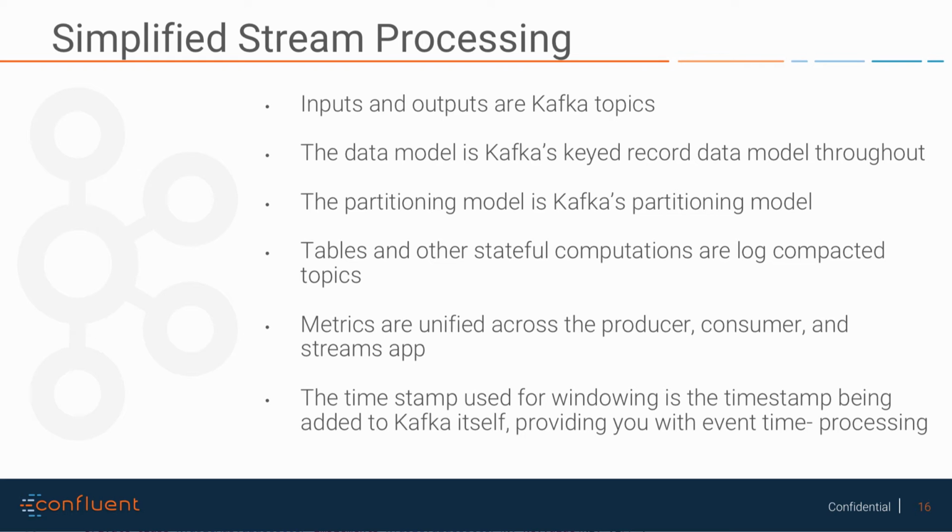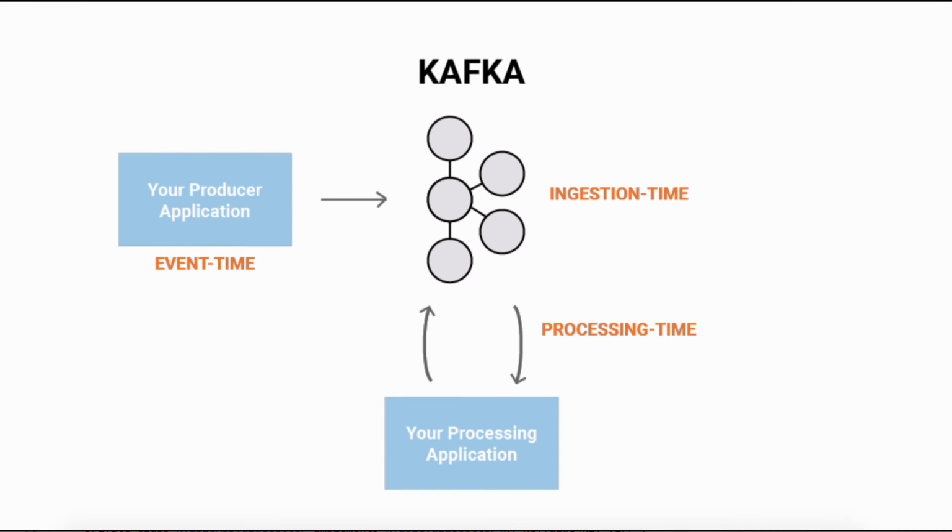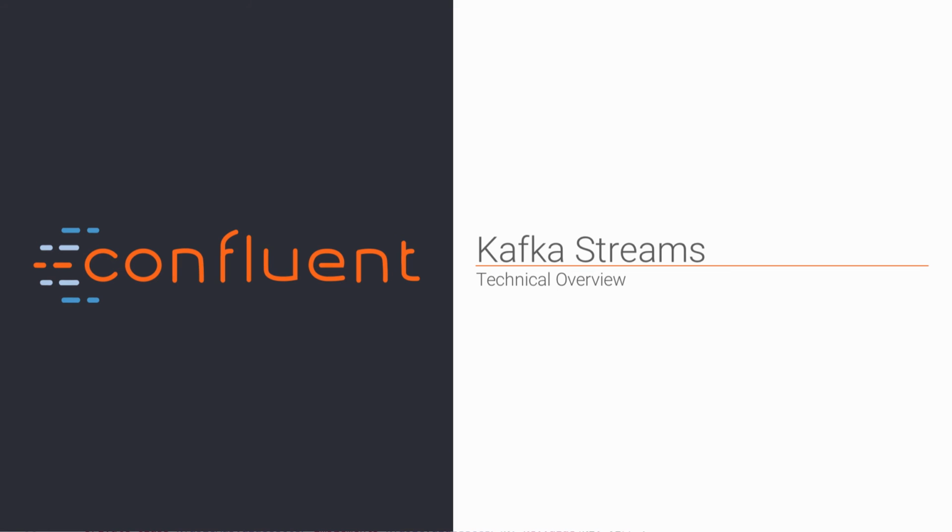Metrics are unified across the producer, consumer, and streams app, so there is only one type of metric to capture for monitoring. The position of your app is maintained by the application's offsets, just as any Kafka consumer. The timestamp used for windowing is the timestamp being added to Kafka itself, providing you with event time processing. As you can see, these capabilities make Kafka Streams a compelling choice for building use cases such as stream processing applications, continuous queries and transformations, and microservices.